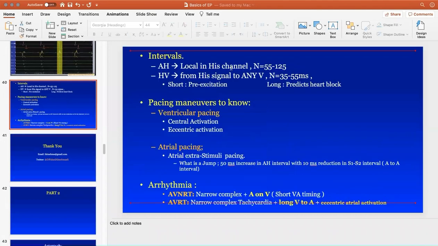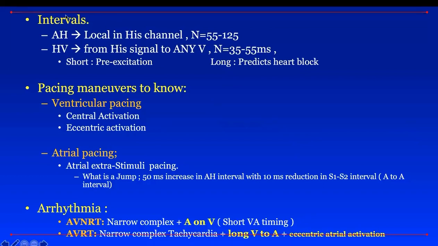I think this was our summary slide from the last talk. These are the basics of intervals. Your AH is a local interval. You measure it at the local His. The HV is from the His signal to any ventricular signal. If it is too short, less than 35 milliseconds, you want to think about pre-excitation. If it is too long, that predicts heart block. And then the pacing maneuvers.